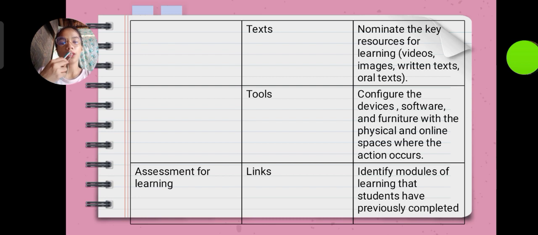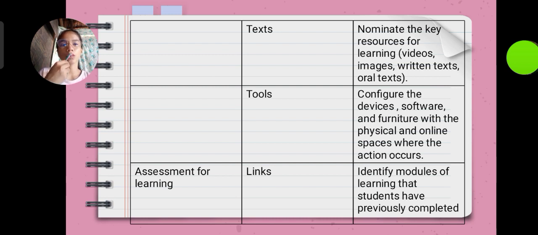Okay, the next one is the texts. Nominate the key resources for learning: videos, images, written texts, oral texts. So, these texts are the references that are given. For example, this report was taken through the resources given by Ma'am Paredes. So that is considered as the text, the resources for learning.